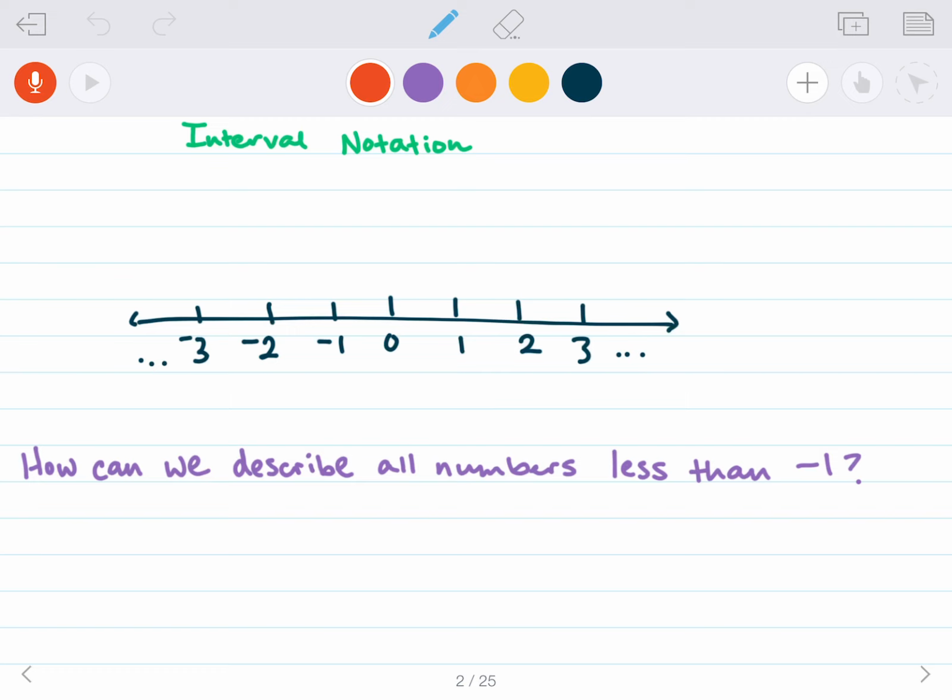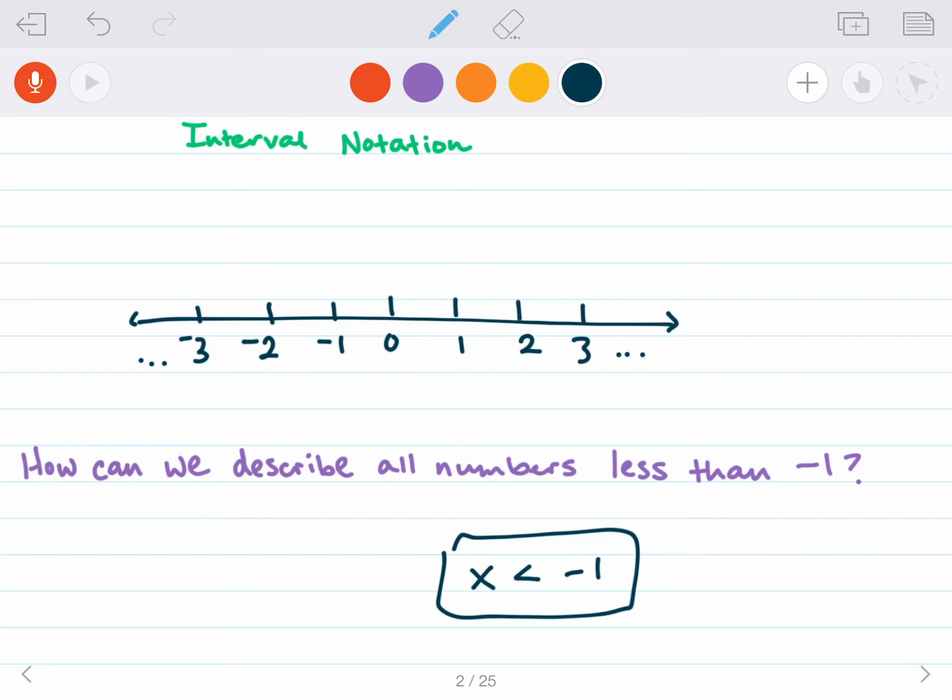The question I have for you is, how can we describe all numbers less than -1? Well, typically what we would do is assign a variable, say x, and I would say that x is less than -1. And this describes the set of all numbers less than -1.